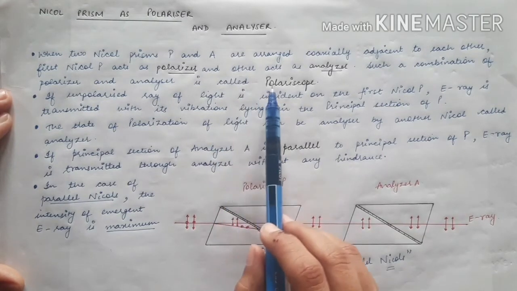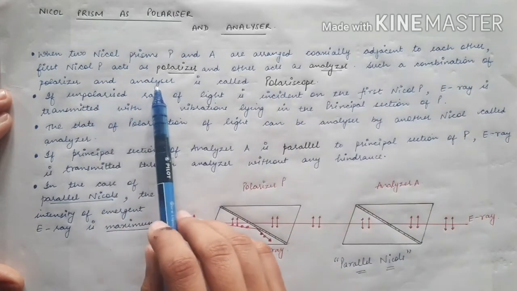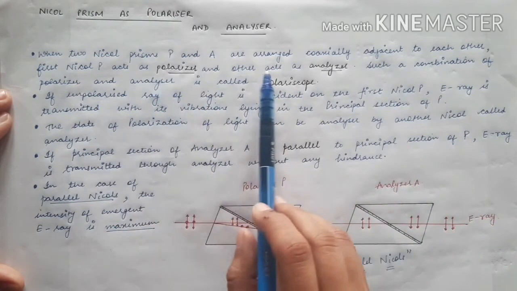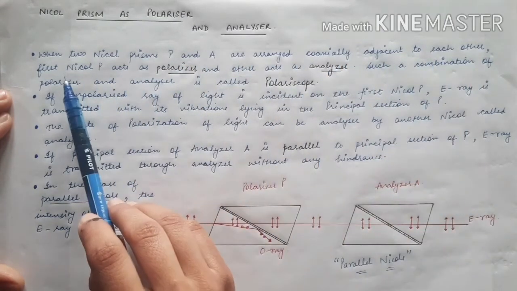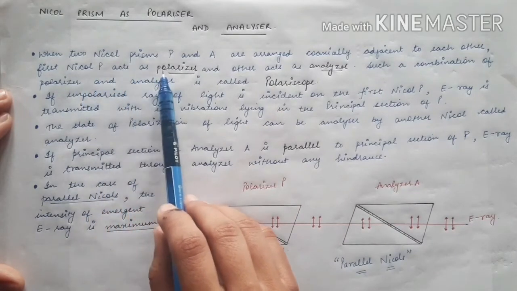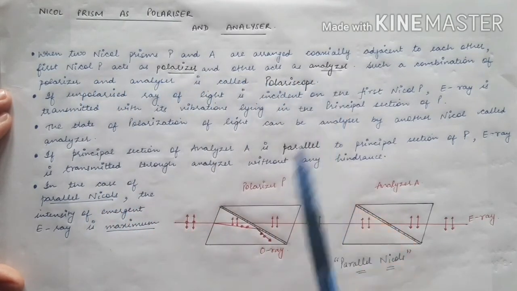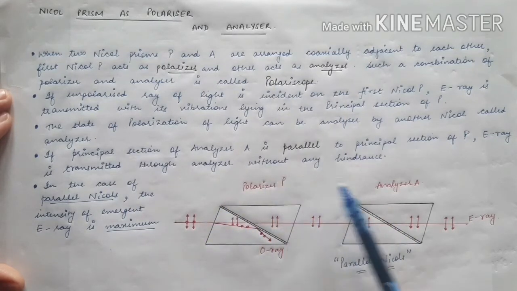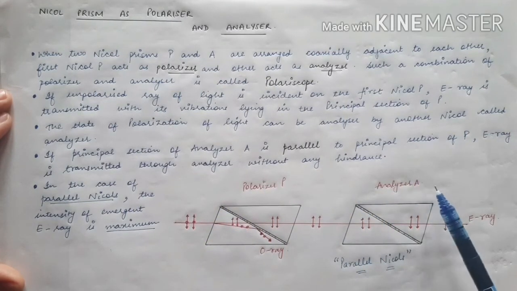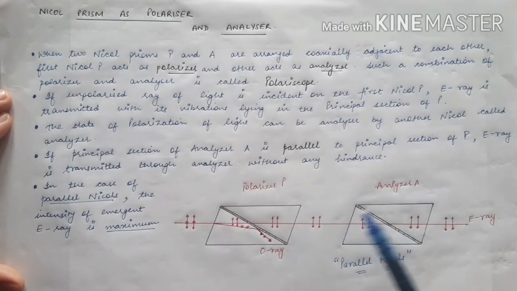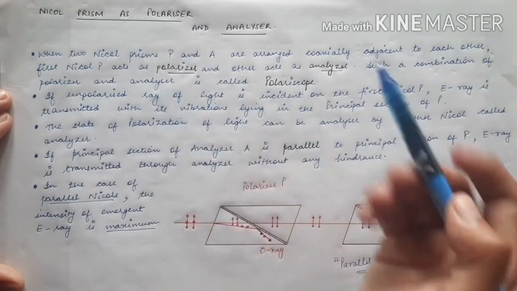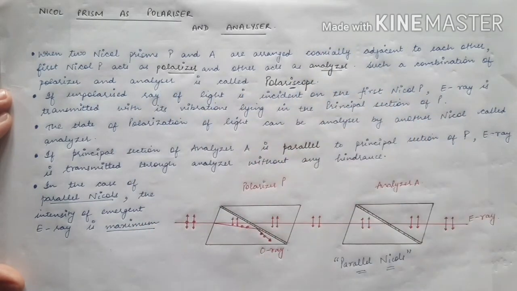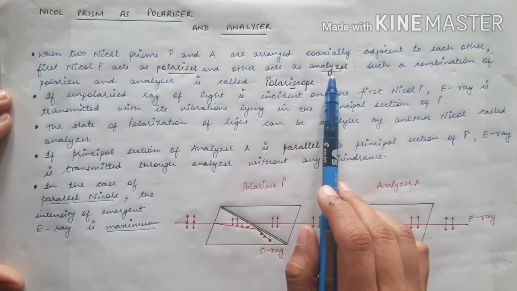As we already did, P and A are arranged coaxially adjacent to each other. The first Nicol P acts as polarizer and the other acts as analyzer. Such a combination of two Nicol prisms, in which the first acts as polarizer and the second acts as analyzer, is called a polariscope.